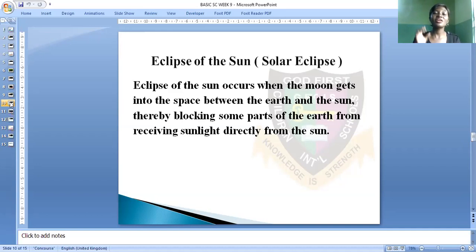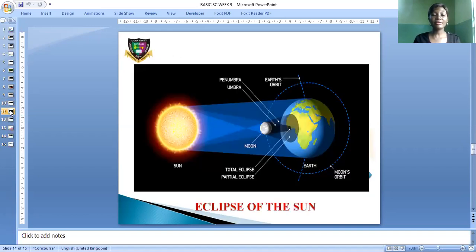So at this point, some parts of the earth will experience darkness. Now, let's see the diagram. Eclipse of the sun. This is how eclipse of the sun is formed.